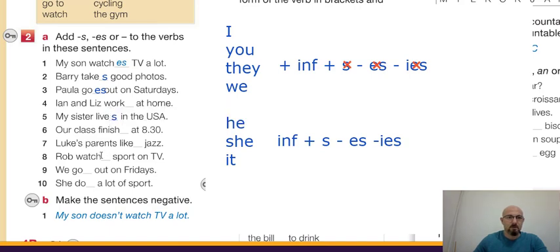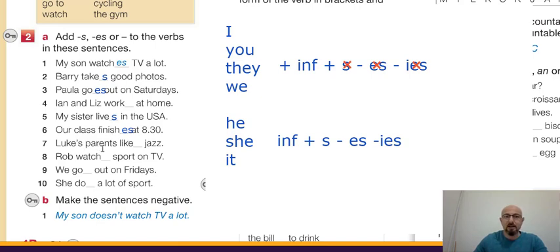Our class finish. Our class, is it singular or plural? Be careful, because when people say our, they think it's plural. But how many classes here? It's only one class. The same when I talk, for example, our house, our flat. It's just one. So our class finish, we add what? ES. Why do we add ES? Because here it's it, our class, it, this is number one. ES, why? Because it ends with SH.